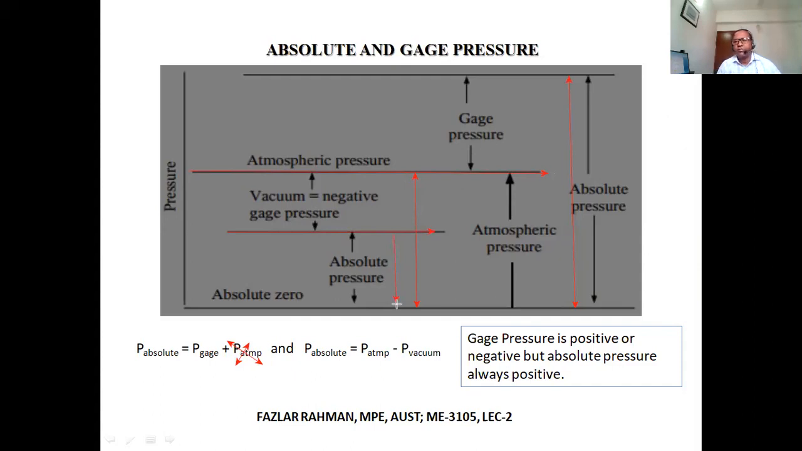So just to remember, if you have a gauge pressure, then you need to add atmospheric pressure to get the absolute pressure. Just this formula: absolute pressure equals gauge pressure plus atmospheric pressure. And we already applied it in some problems, I think.